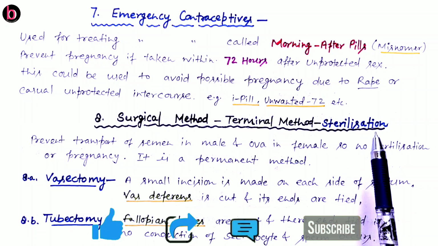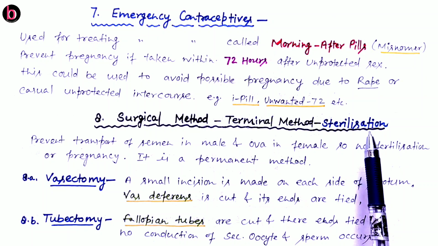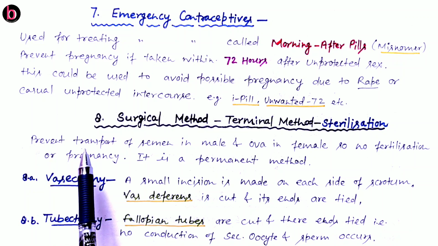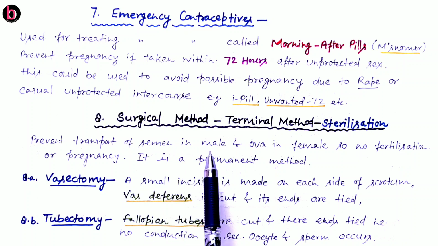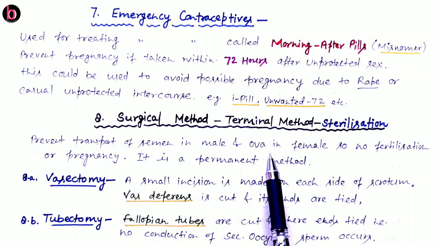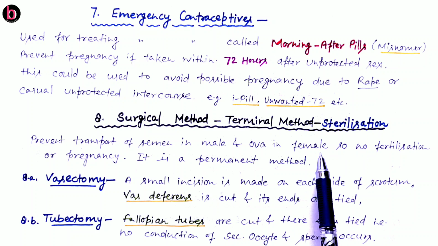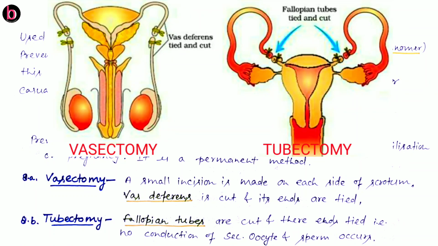This is also known as sterilization. It is available for both male and female. Here there is prevention of semen transport in the male and of ovum or egg transportation in the female. So sperm and egg never come in contact. That's why there is no fertilization, no implantation, and no pregnancy. This is a permanent method. Reversal is very tough. That's why it is also known as the terminal method.